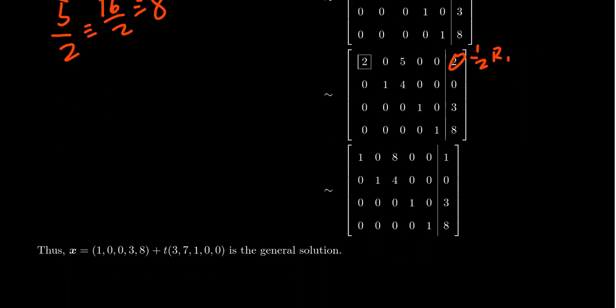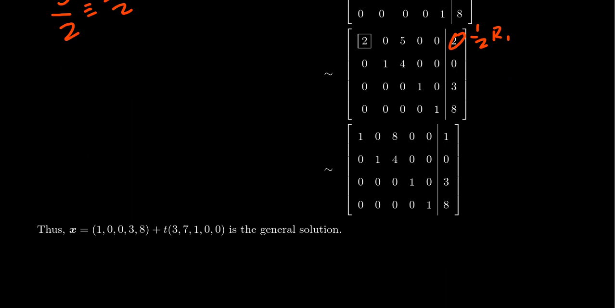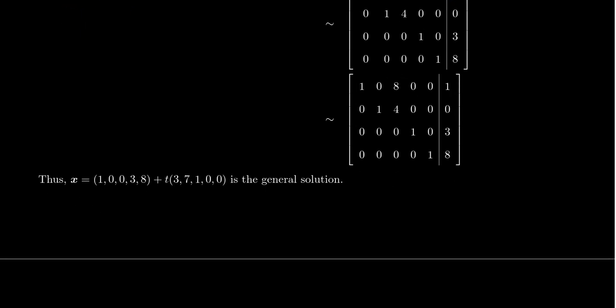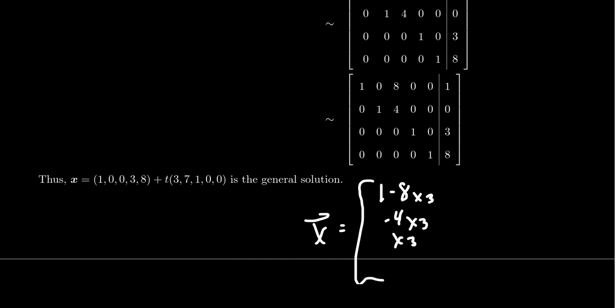And let's see the whole thing. So we're going to get 1, 0, 8, 0, 1, 0, 1, 4, 0, 0, 0, 0, 0, 0, 1, 0, 3, and 0, 0, 0, 0, 1, 8. So pulling this apart, the general solution to this system of linear equations would look like x, where x1 is going to look like 1 minus 8 x3. Then the next one's going to look like 0 minus 4 x3. Then the next one would be x3. Your free variable is this non-pivot column that you see right here. Then we get x4 equals 3.